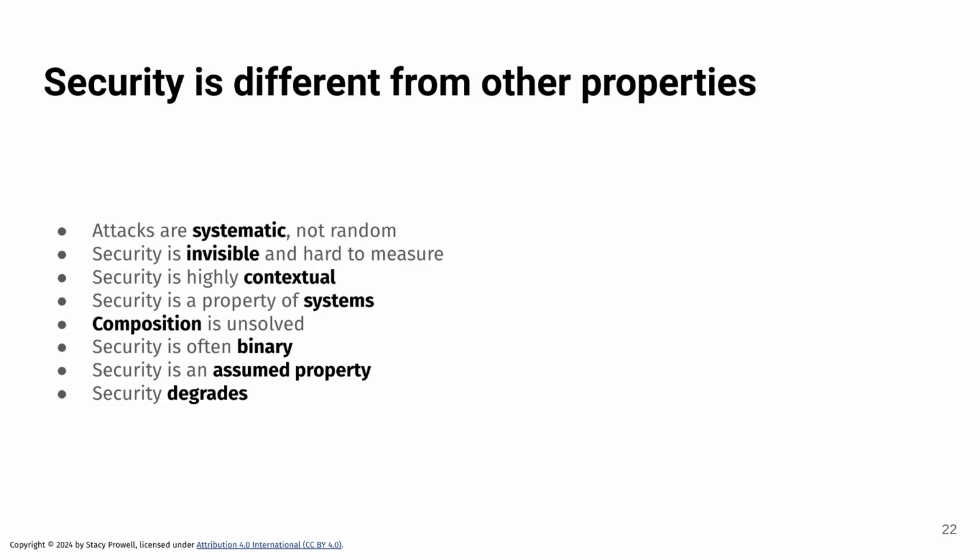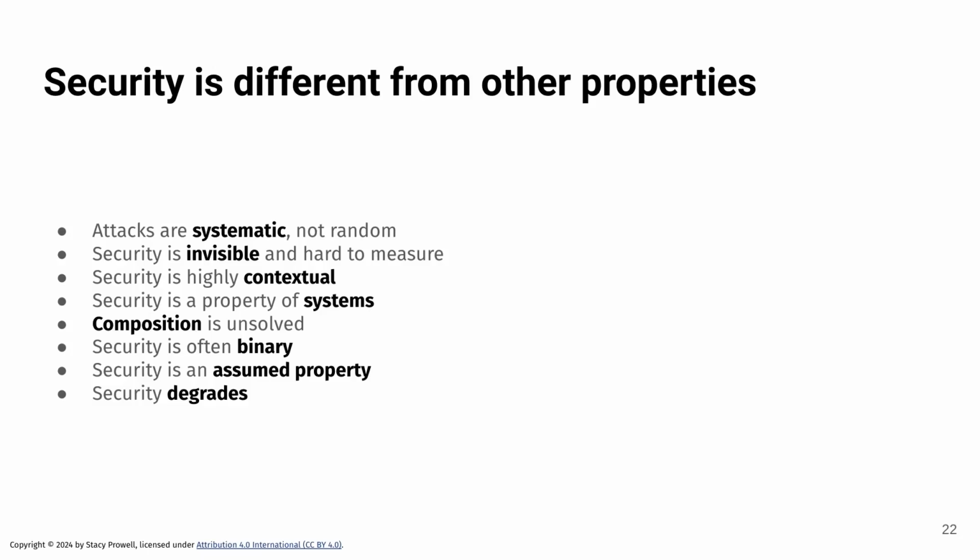Security is invisible, and it's hard to measure. Right? So is the computer I'm working on right now compromised? There's no light that goes off. So how would I know? Well, I could try scanning it, but is the scanner itself compromised? I don't know. Right? Security is often invisible. It's highly contextual. That's a recurring theme that we'll revisit throughout the entire class. Security depends on context. It's a property of systems.